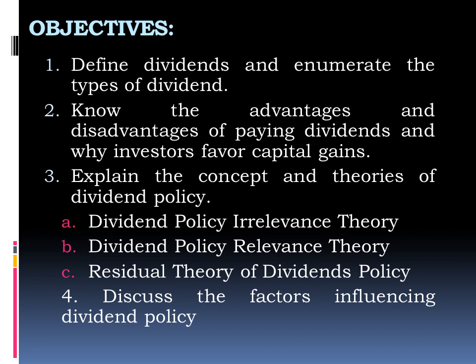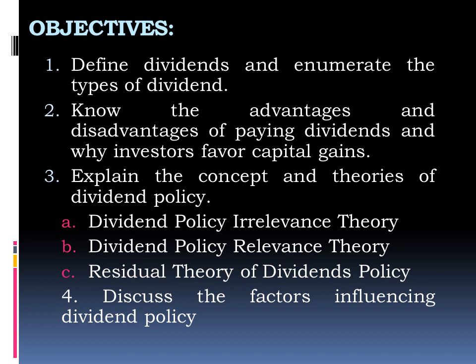So for the objectives, after studying this chapter, you should be able to, first, define dividends and enumerate the types of dividends. Second, know the advantages and disadvantages of paying dividends and why investors favor capital gains. Third, explain the concept and theories of dividend policy. Under this, the dividend policy irrelevance theory. Next, the dividend policy relevance theory. And the last theory is the residual theory of dividend policy.